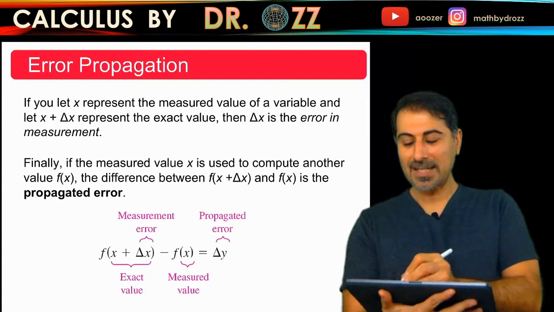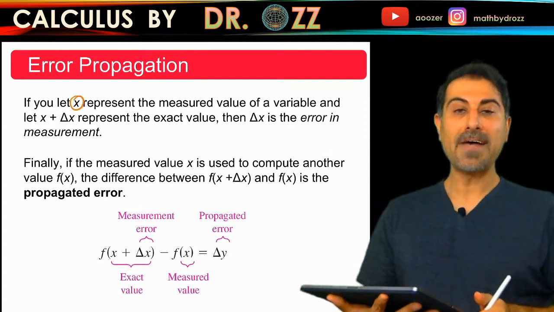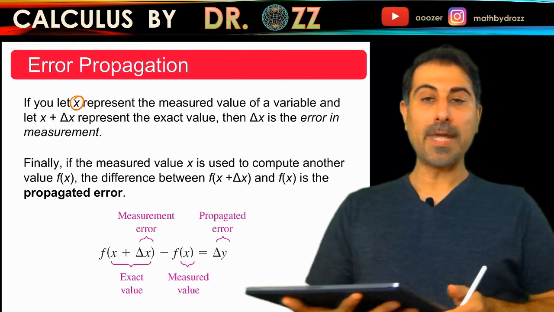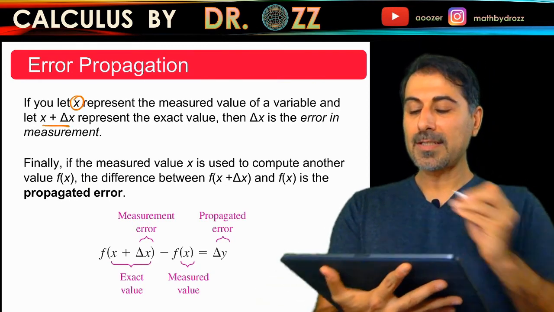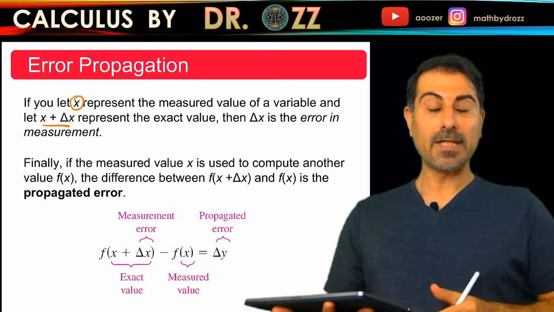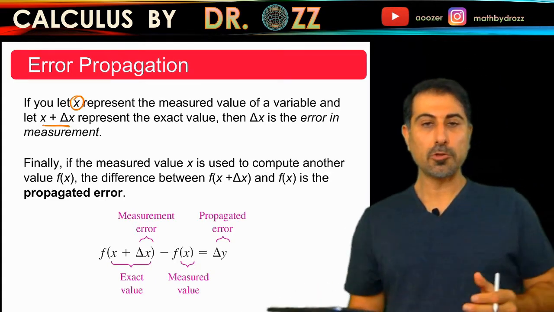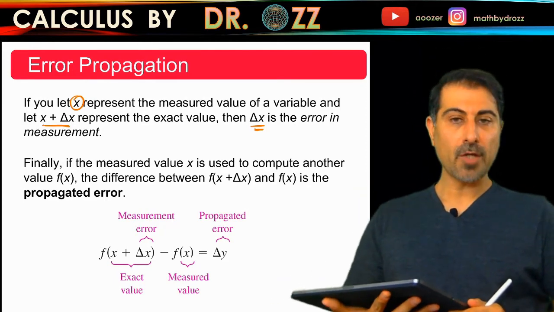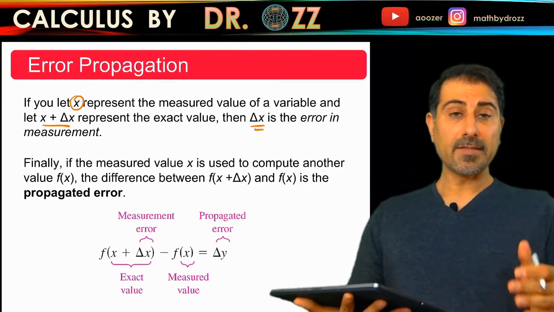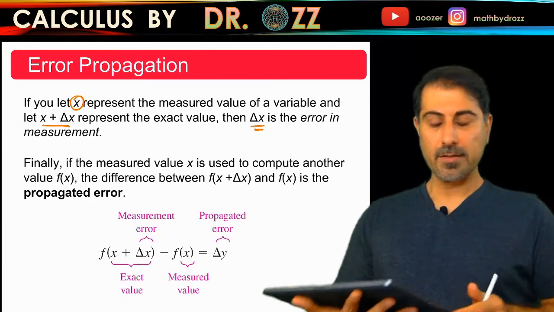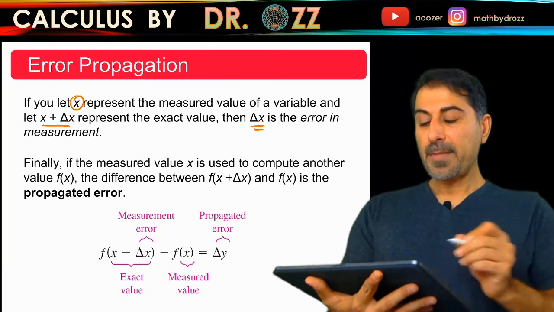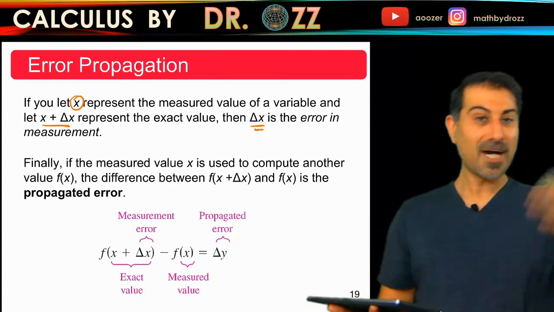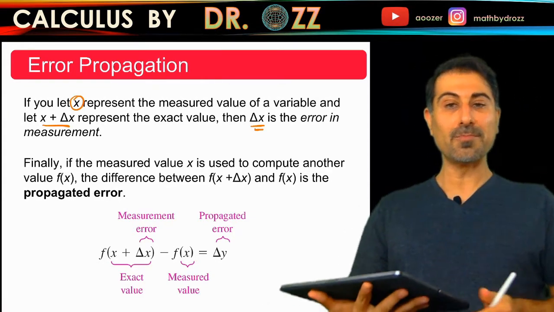Here, let's say x represents the measured value of a variable, which is in the example the radius of the ball bearing. And let's say x plus delta x is the exact value of the radius, which we don't know because we're just using a tool. And delta x is the error in the measurement. So in our case, delta x is plus or minus 0.01. Finally, if the measured value x is used to compute another value, f of x, in our case it's the volume of the ball bearing.